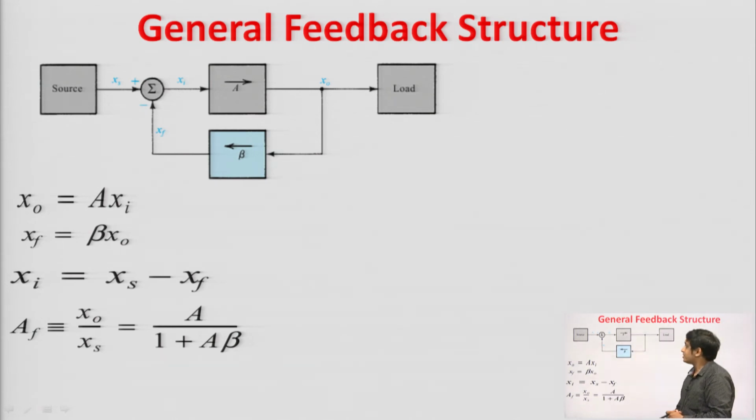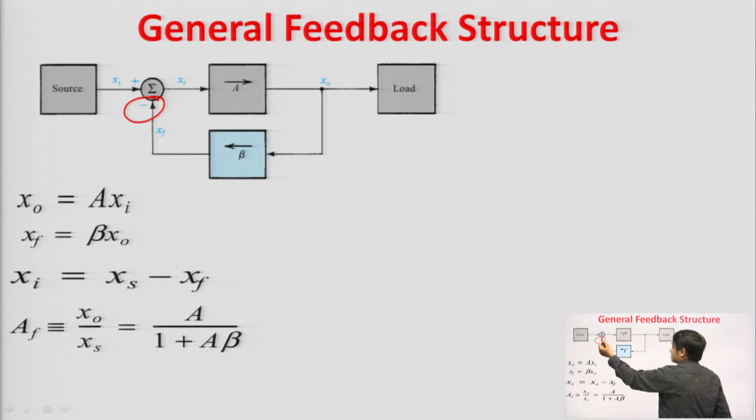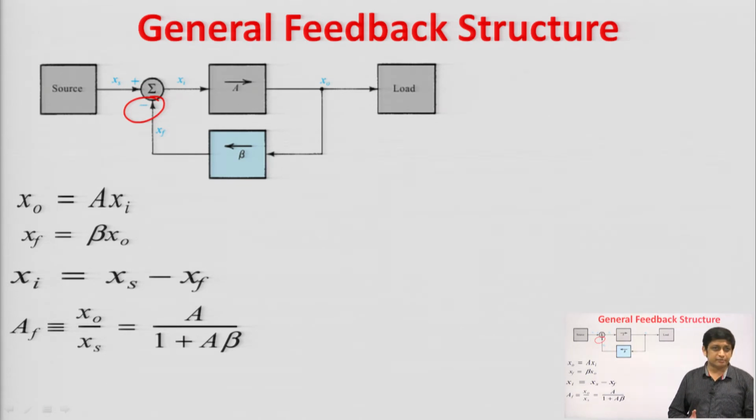So, next is the general feedback structure. This is the general feedback structure of negative feedback. For positive feedback, the negative sign is replaced with a positive sign. Here I am not going to discuss positive feedback. In unit 3 I will discuss it in the oscillators part: what is positive feedback and what is the need for it.